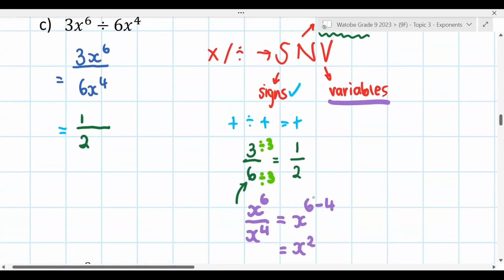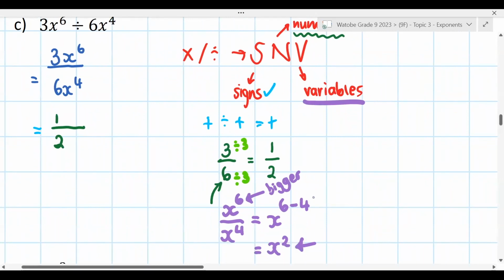Now, what we need to always double check is where was the bigger exponent? The bigger exponent was in my numerator. So wherever the bigger exponent was, that is where my answer must go. Don't know what's happening. Sorry, guys. My answer must go into the numerator. And so that x squared will sit at the top. If my bigger exponent was at the bottom, it would sit in the denominator.